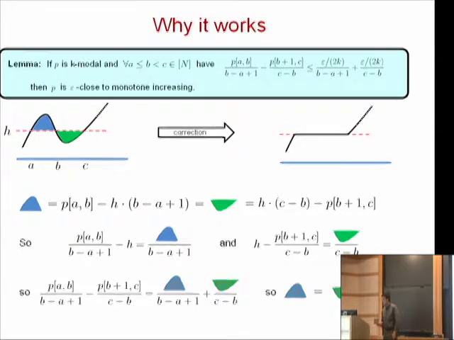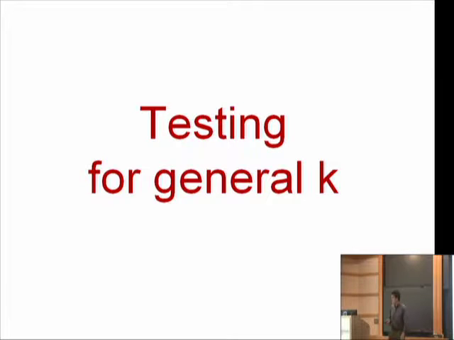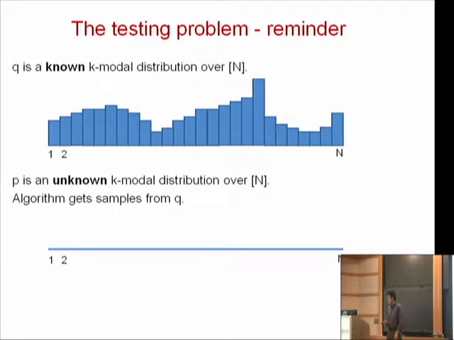OK, so that's it. So that's the tester. I don't want to run over, so I'm going to skip everything I was going to say about testing for general K. Just to remind you of the problem: we have a known k-modal distribution and an unknown k-modal distribution. We want to know if the unknown distribution is the same as this versus far from it.